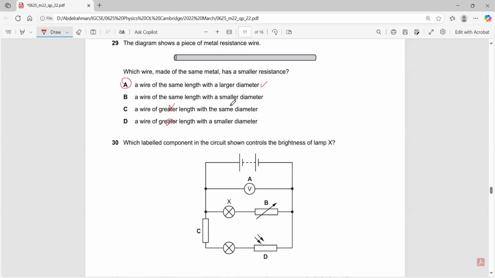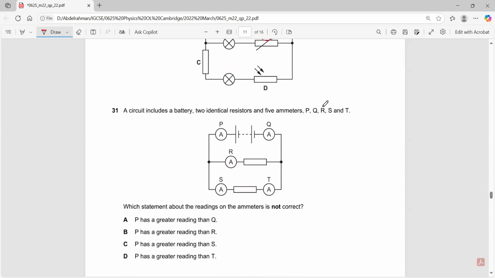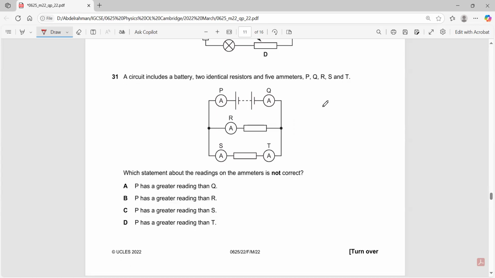Which labeled component controls the brightness of lamp X? Lamp X is controlled by a variable resistor. A circuit includes a battery, two identical resistors, and 5 ammeters P, Q, R, S, and T. Which statement about the readings on the ammeters is not correct? Which statement is wrong? P has a greater reading than Q. P and Q, they should be equal, shouldn't they? Yes, they should, because they are right next to the battery, right next to the power source, so they both have the same value, and actually they have the greatest value in the whole circuit.